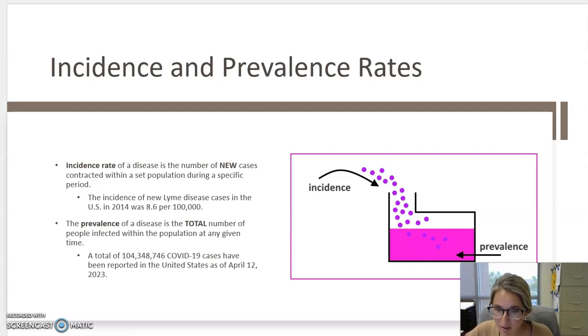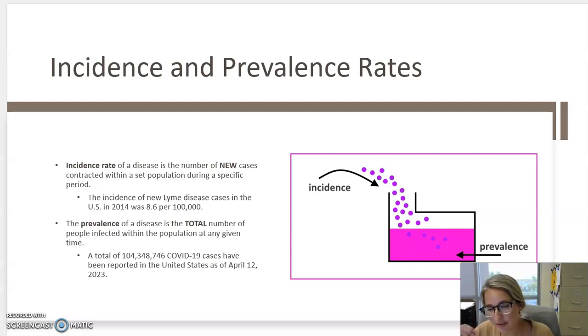The prevalence rate is the total number of cases since the onset of the outbreak, so both old and new. For example, and this is a factual number, there has been a total of 104,348,746 COVID-19 cases reported as of April 12, 2023. That would be the total number of cases since the onset of the pandemic in the United States, which was something like March of 2020. So incidence rate is the number of new cases being contracted, whereas the prevalence rate is the number of total cases.